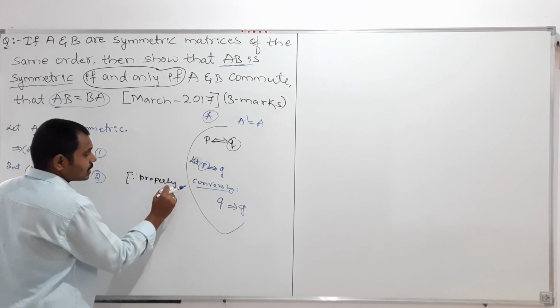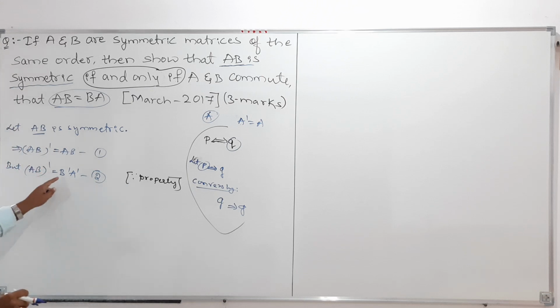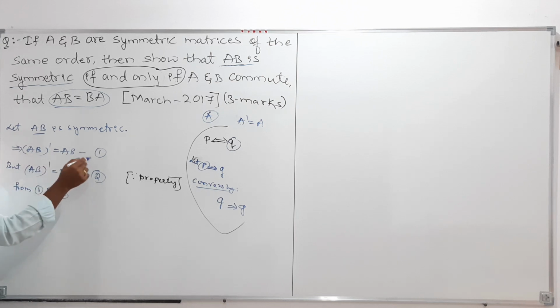By the property of transpose of a matrix, I wrote AB whole dash is equal to B dash into A dash. Now my dear students, here AB whole dash is equal to AB, and AB whole dash is equal to B dash into A dash. So we will merge these two results. From 1 and 2, I write AB whole transpose equals AB and AB whole transpose equals B transpose into A transpose. So therefore LHS are same, so therefore RHS also equal. So AB is equal to B transpose into A transpose.